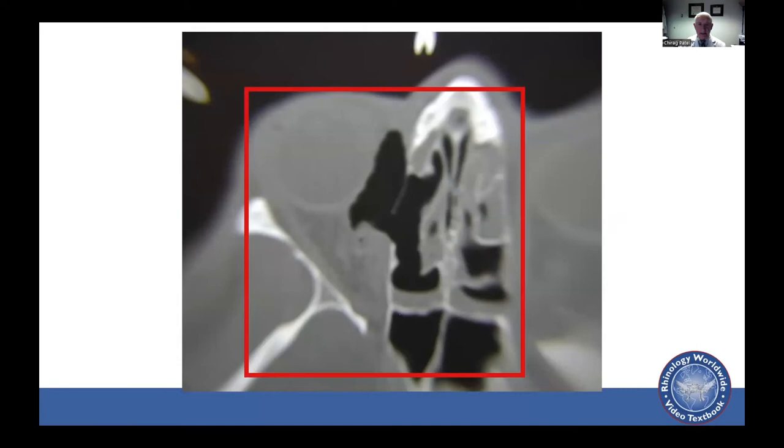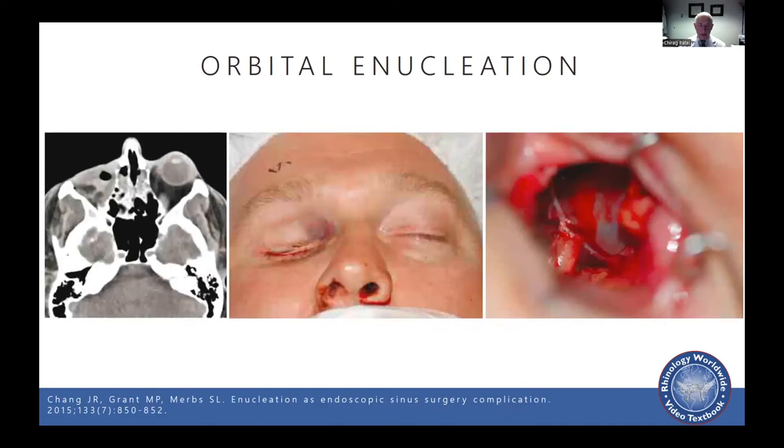Certainly, in this case, we talked about the damage that could be done here and with vision and everything else. Probably the most notorious case study that was reported is this one from Chang and Grant, which basically showed that someone during endoscopic sinus surgery, if you look over here on the left, had basically performed an endoscopic enucleation of the eye. And trust me, with a microdebrider, you can get through the eye tissue and orbital tissue very quickly, probably in less than a minute. So hopefully this doesn't happen to anybody. This is a rare case report complication. But it's mentioned as far as possibilities of what can happen.